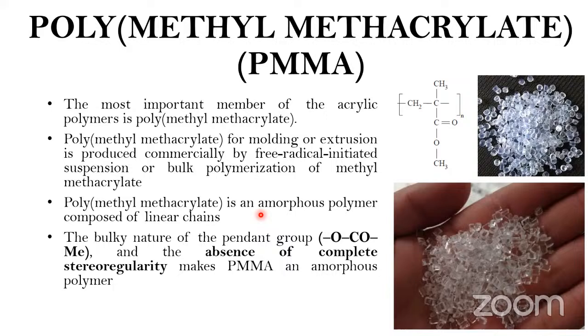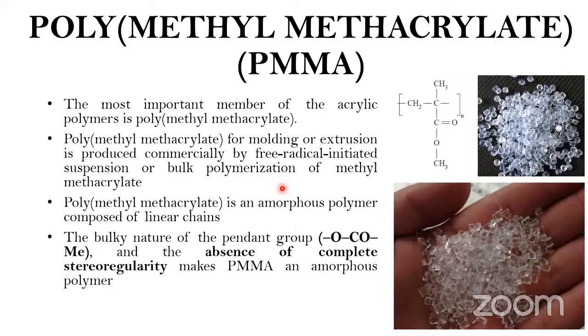Due to this amorphous nature, which property will we get? Everyone, please focus on this. Due to the amorphous nature, the main property we get is transparency. One of you mentioned the example of acrylic polymers as a replacement of glass, correct? Glass has the property of transparency. Why is glass transparent? Due to its amorphous nature.